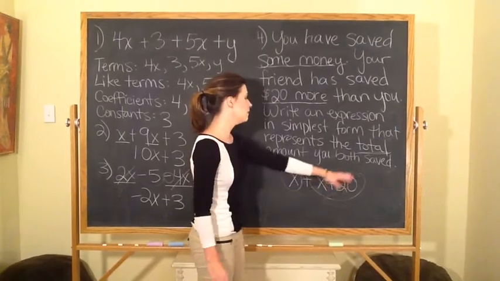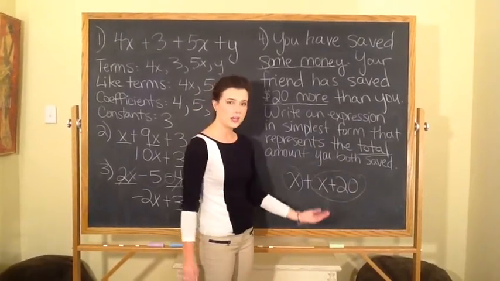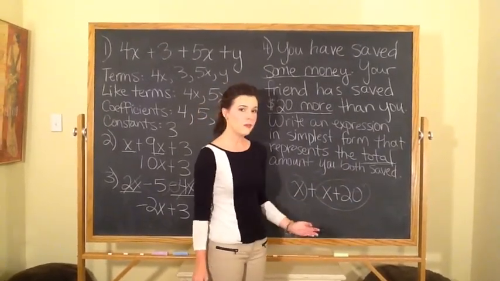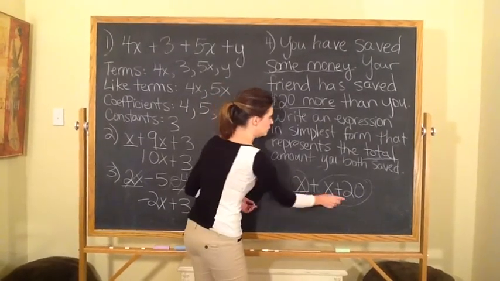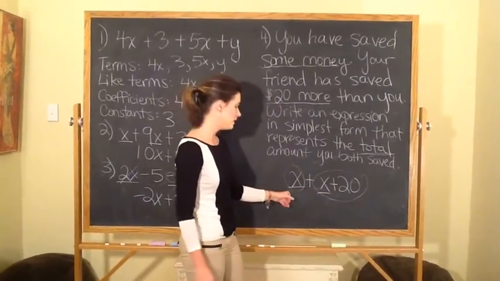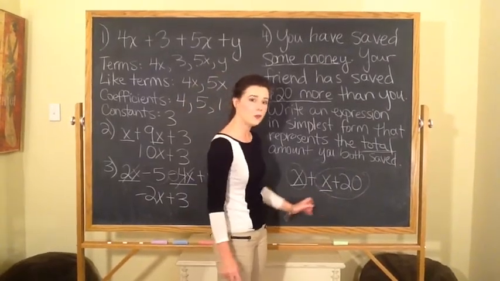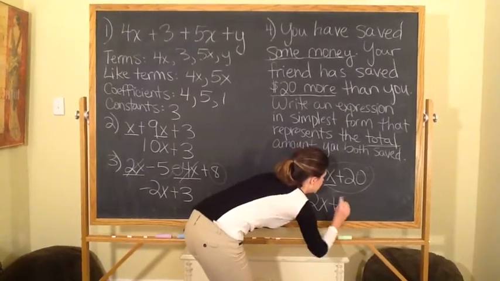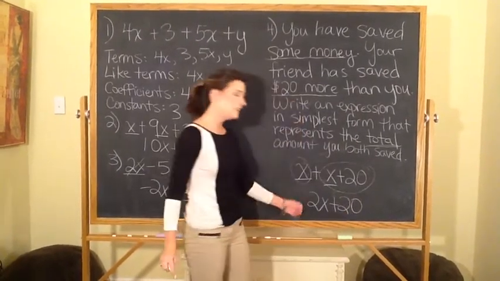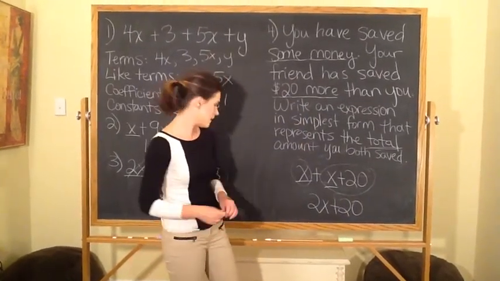And then we add them both together to figure out how much we're all going to have. We're not going to be able to solve, but we can simplify, because I see two like terms, 1x here and 1x here. So if we add 1 plus 1, we're going to get 2x plus 20. So that is the simplest form that we can get.